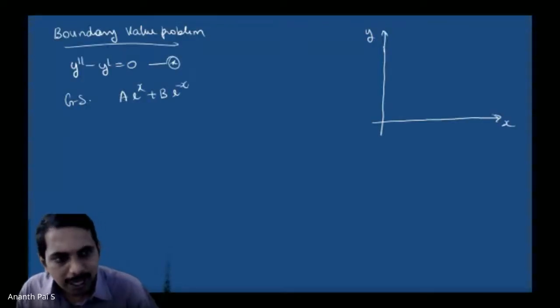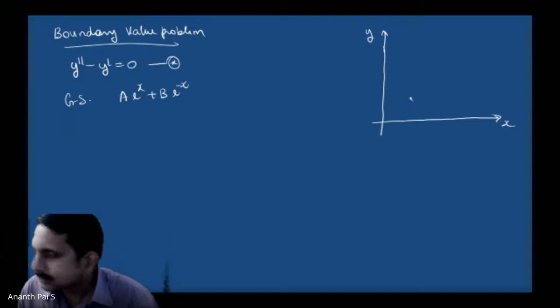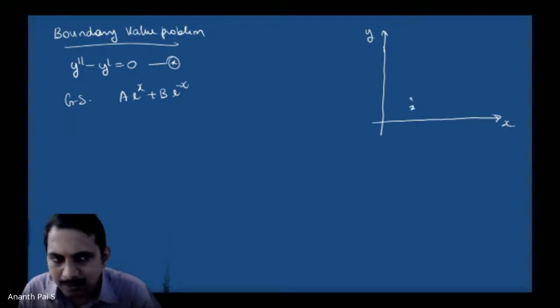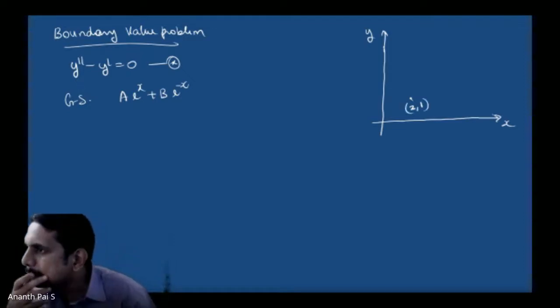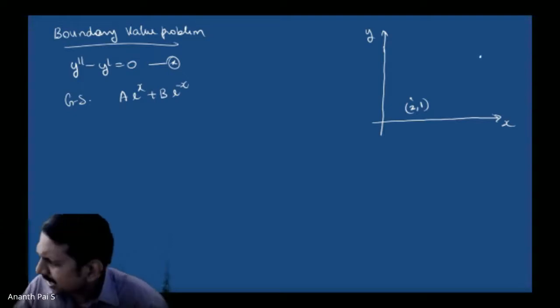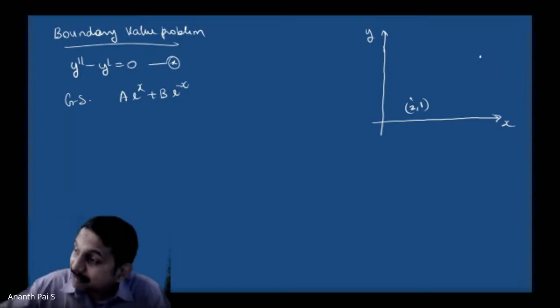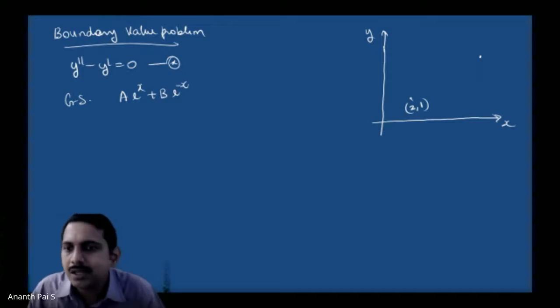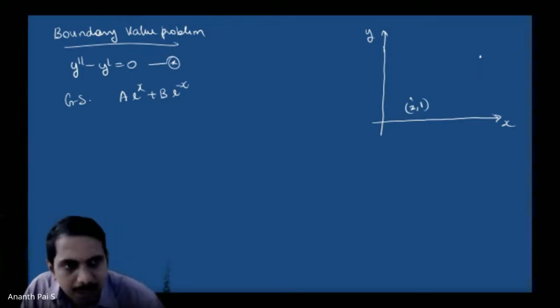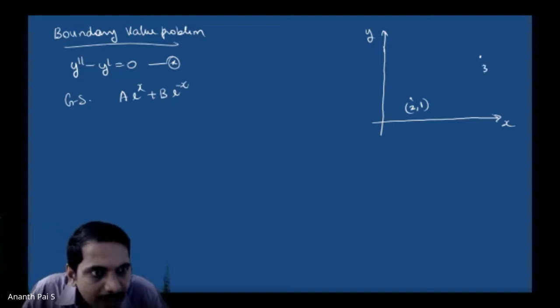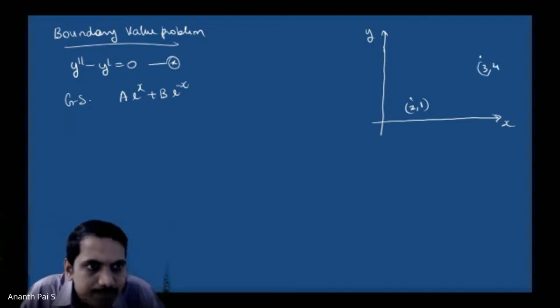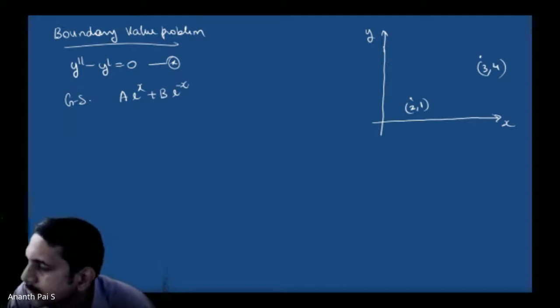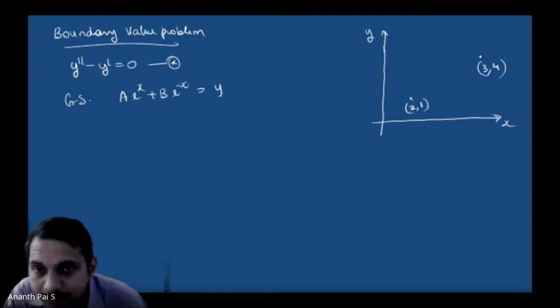Now I can say a point here, say x is equal to 2, y is equal to 1. It's one boundary. Another boundary, I'll put it here, arbitrary. Okay, because this refers to the actual case. I'm saying the solution of this passes through (2, 1) and (3, 4). So let us see whether this is applicable here. Why? How do we do that?